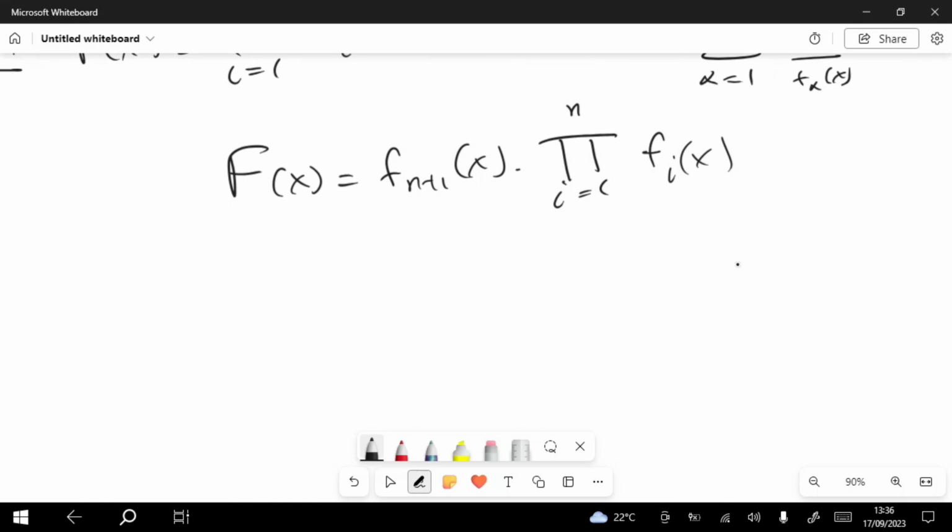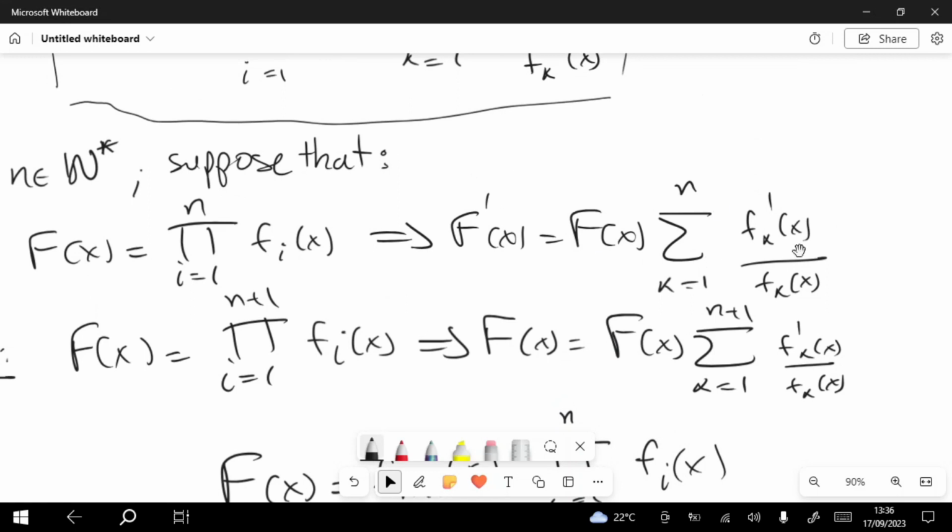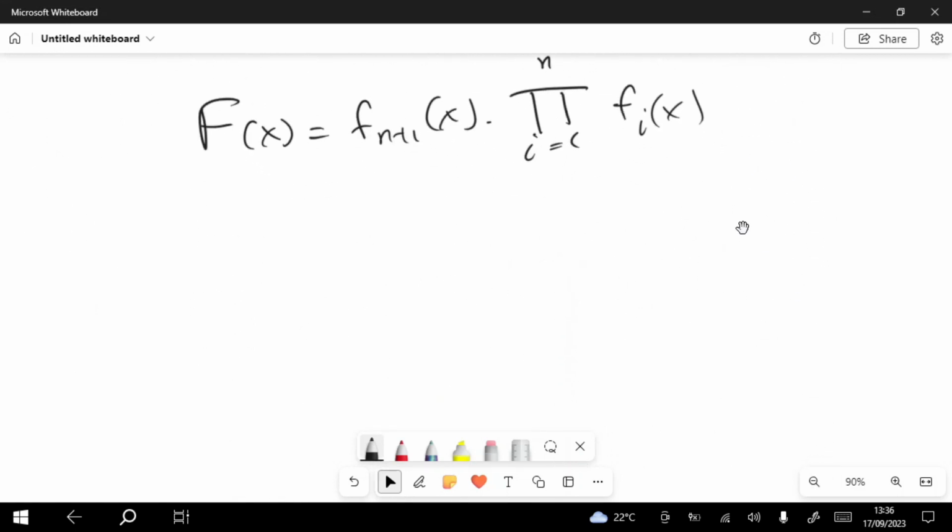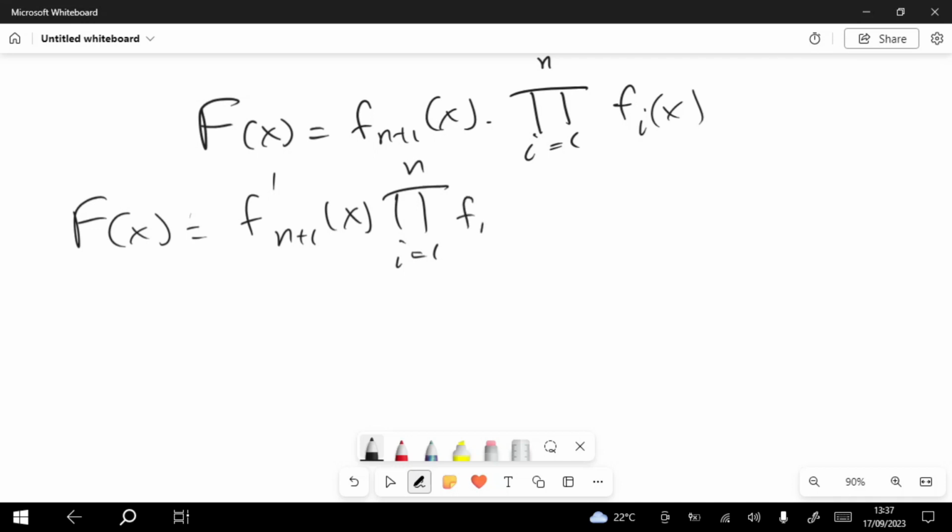Now what? Now we're going to do the product rule, since we know, or we suppose, that the derivative of this is this. So we're going to do that. It's going to be f sub n plus 1 prime times this product, i goes from 1 to n of f sub i of x, plus f sub n plus 1 of x times the derivative of that product. It's going to be i going from 1 all the way to n of f sub i of x.